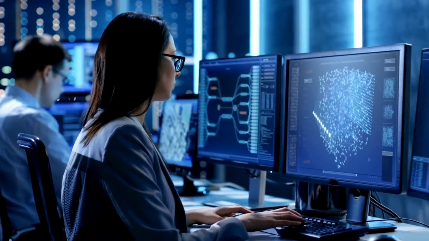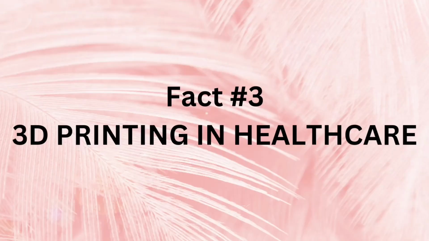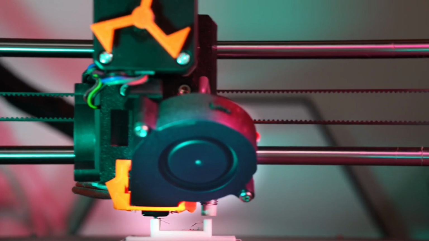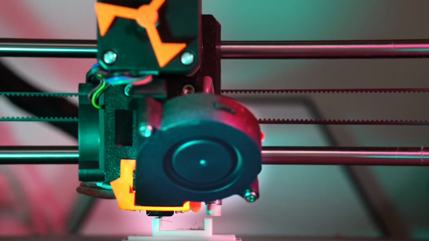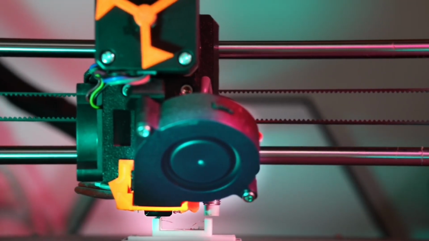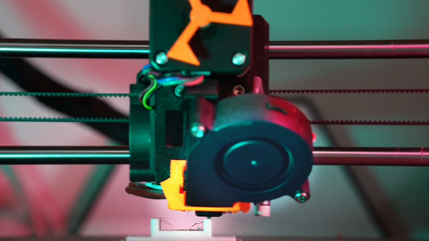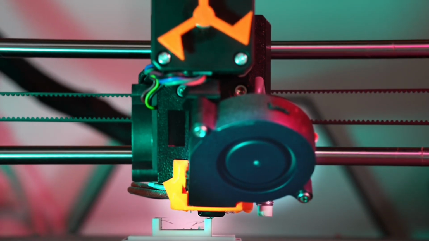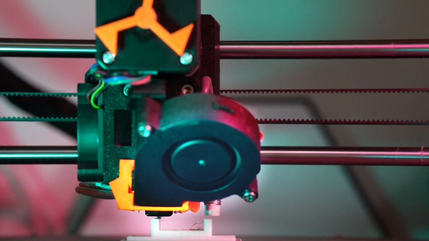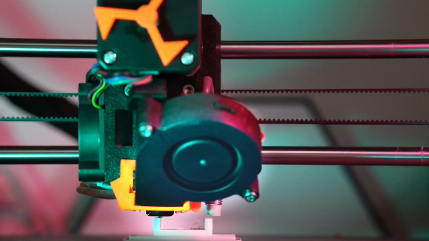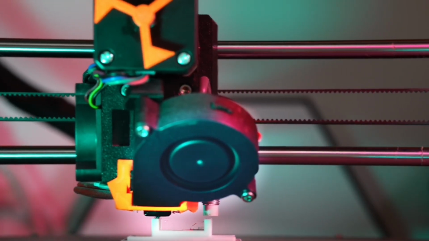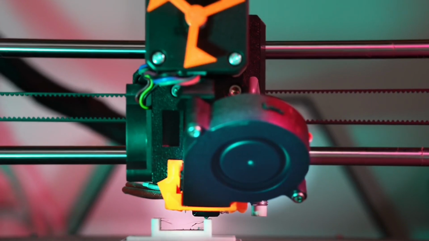3D printing is no longer just for making prototypes or models. In healthcare, it's being used to create customized implants, prosthetics, and even organs. Imagine needing a kidney transplant, and instead of waiting for a donor, a 3D printer creates one specifically for you, using your own cells. The future of personalized medicine is here.